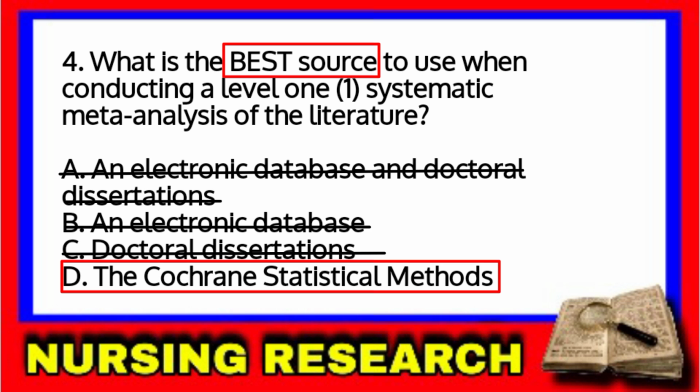Also, a systematic review is a meta-review of all relevant primary or original studies to provide the best available objective evidence on the topic. So although doctoral dissertations are included in such a review, this is not the best answer. So pinaka the best answer natin is yung Cochrane studies. Why? Because rigorous systematic reviews have already been conducted by your Cochrane group. So the best source to use when conducting a level 1 or systematic meta-analysis of literature is no other than your Cochrane statistical methods. So letter D is the correct answer for question number 4.